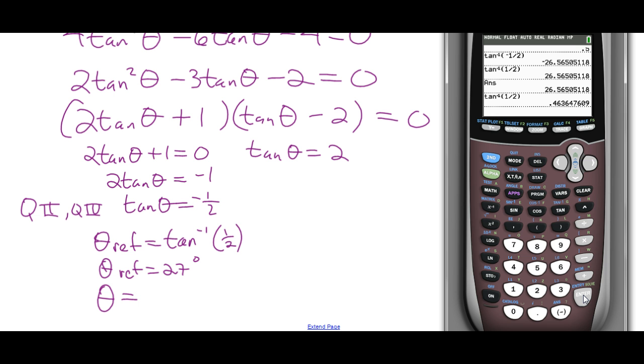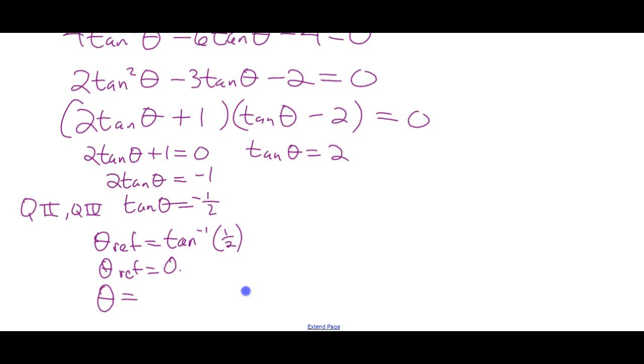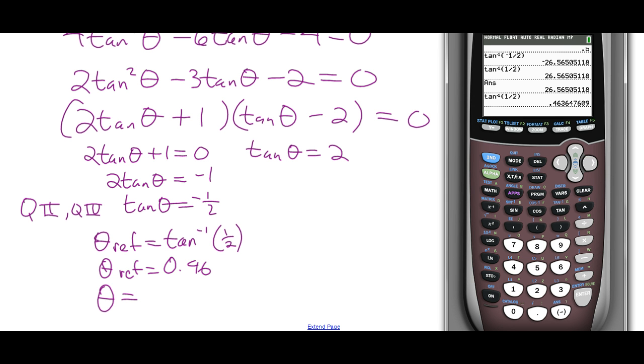Okay, 0.46, right? Nearest hundredth. 0.46. Well, theta is much more difficult now. I like the degrees. I could have done that in my head. So in quadrant 2, what's it going to be? Pi minus 0.46. 2.68.